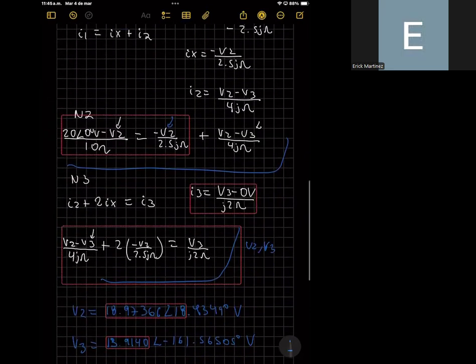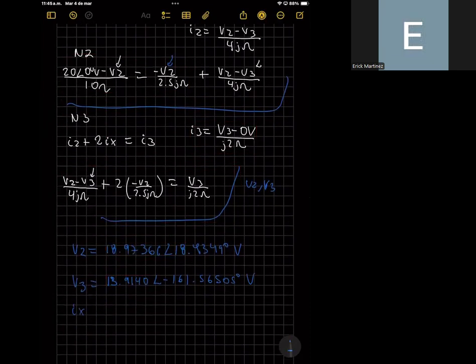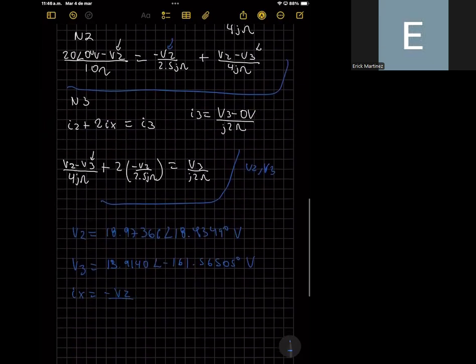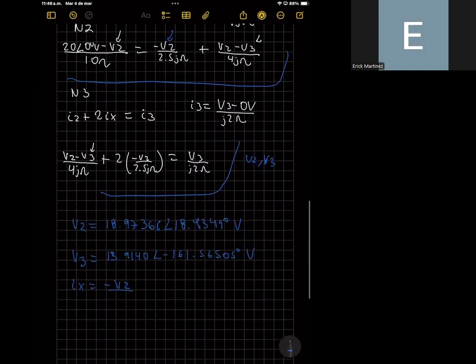But we already have an expression for Ix: Ix should be equal to minus V2 divided by 2.5 J ohms. And if we substitute the value of V2 in this expression, you will notice that the current Ix in phasor form is equal to 7.589 with an angle of 108.4349 degrees, and these are amperes.